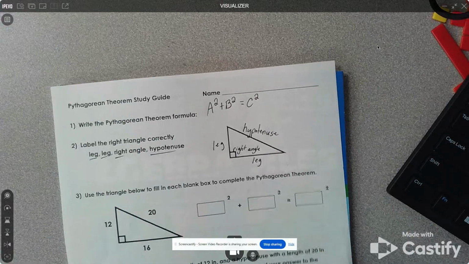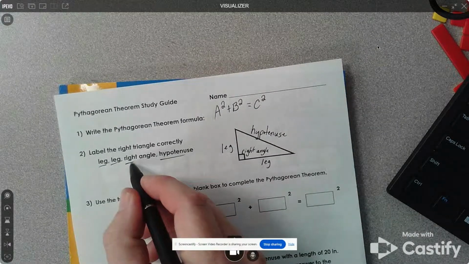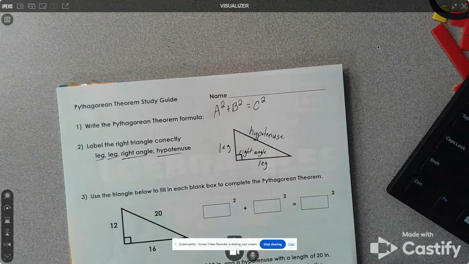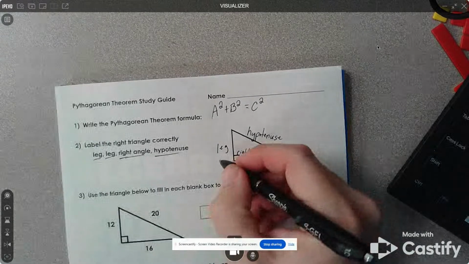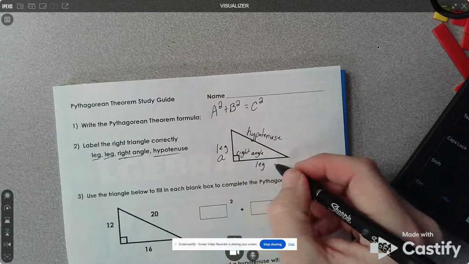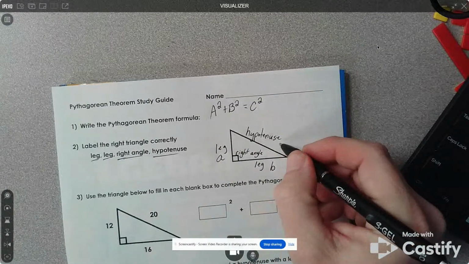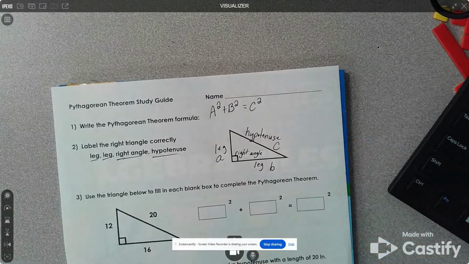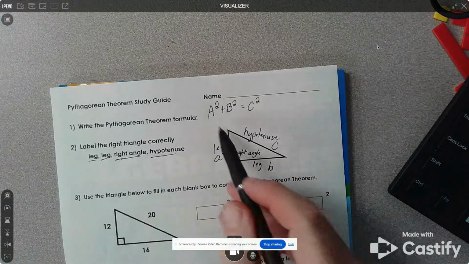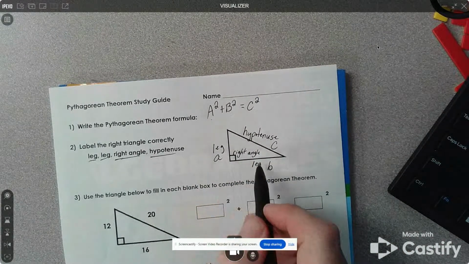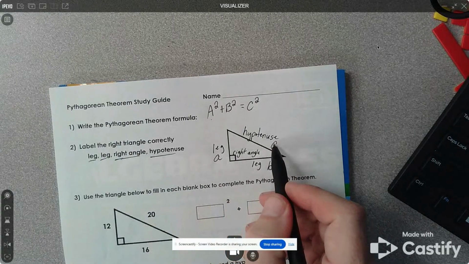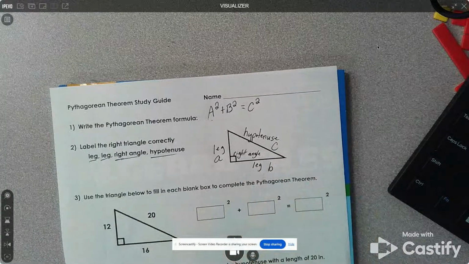So make sure you know how to label those 4 things on a right triangle. I would go as far as to say that this is leg A, this is leg B, and this is hypotenuse C, because that's where we come up with a squared plus b squared equals c squared, is with knowing which sides we label which. The hypotenuse is always letter C.